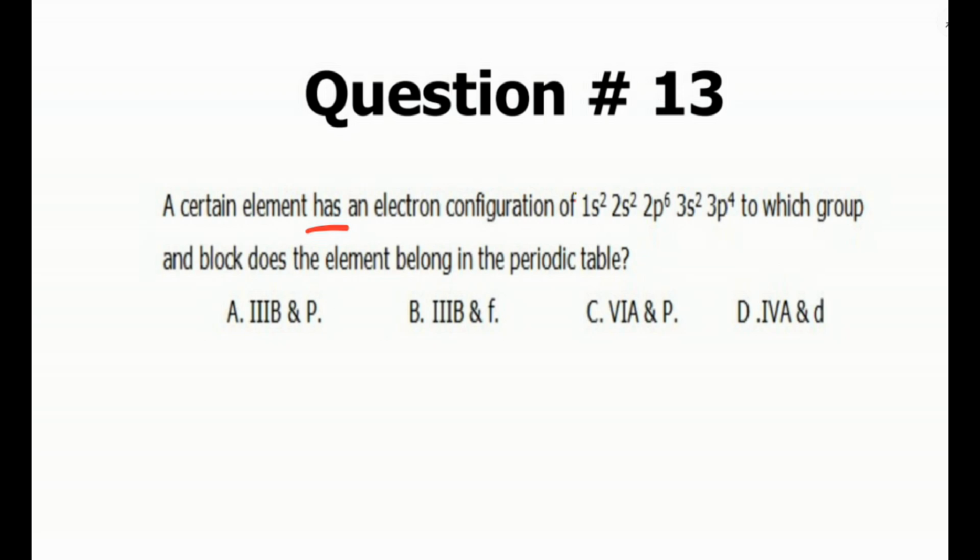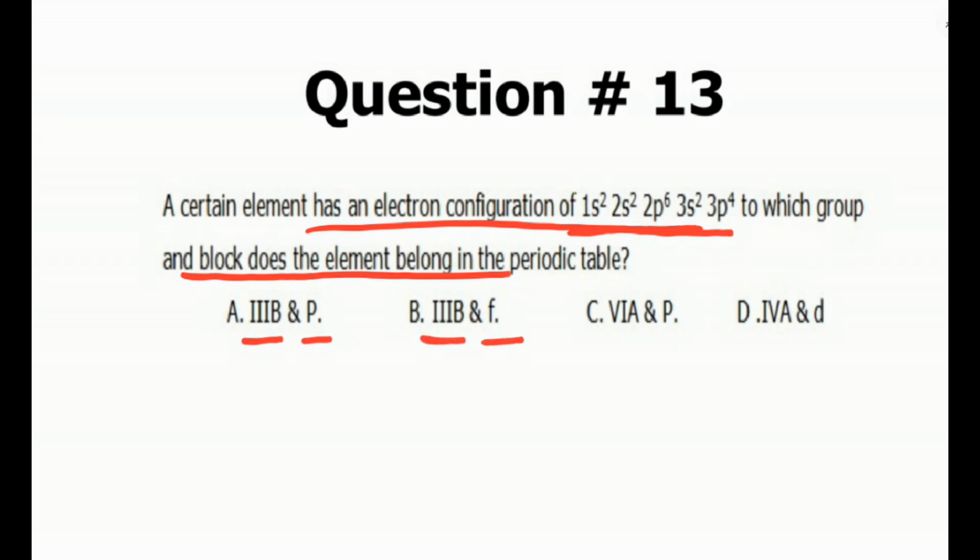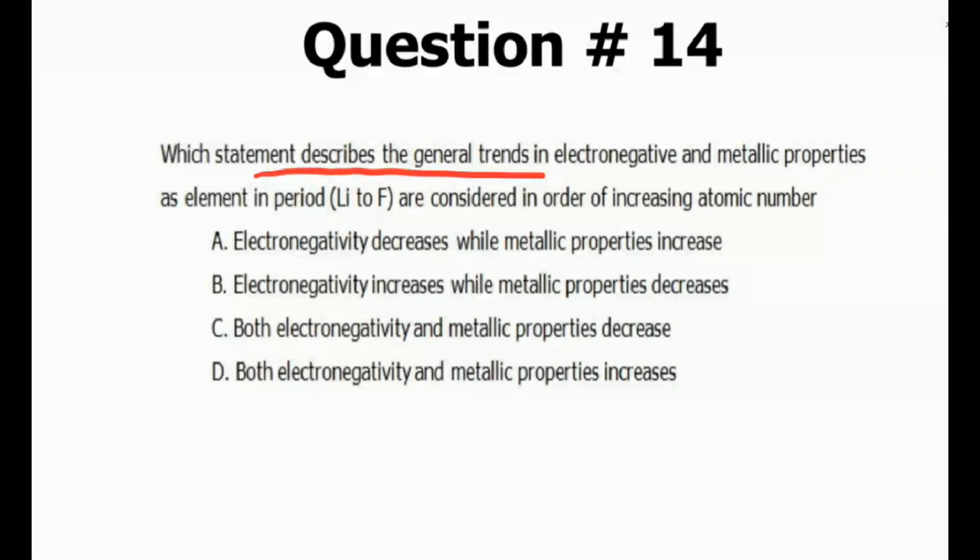So a certain element has an electron configuration of 1s2, 2s2, 2p6, 3s2, 3p4. To which group and block does this element belong in the periodic table? Is it A. 3B and p block, B. 3B and f block, C. 6A and p block, D. 4A and d block.